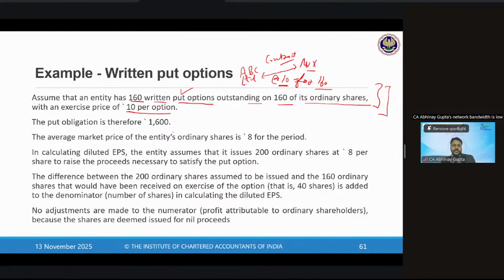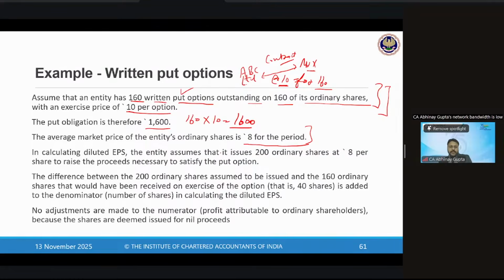Now, put obligation's value is how much? 1600. 160 into 10, 1600. So this is the value of the put option. Average market price of entity's ordinary shares is rupees 8 for the period, right? So 8 rupees is the prevailing market price of the company ordinary share. If the company is listed on an exchange, then we will be able to get it from the exchange. And if the company is not listed, then fair value can be done, right? So in either case, 8 rupees is the fair market value of the company's one share.